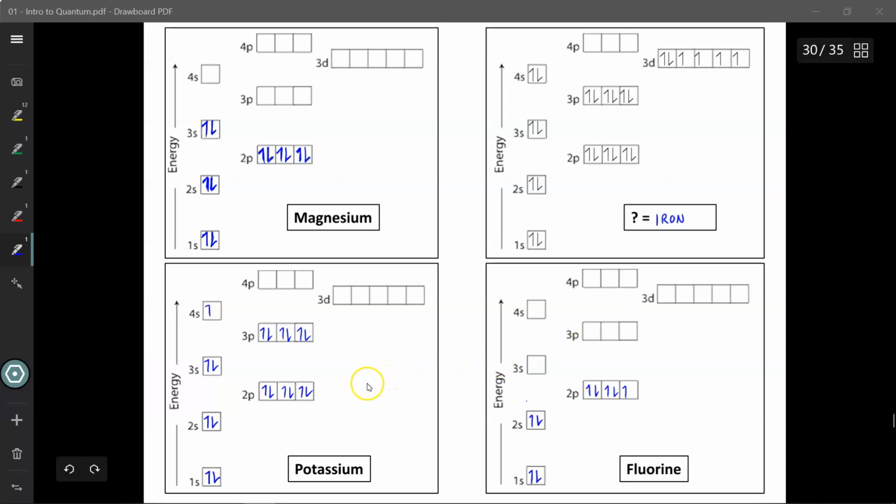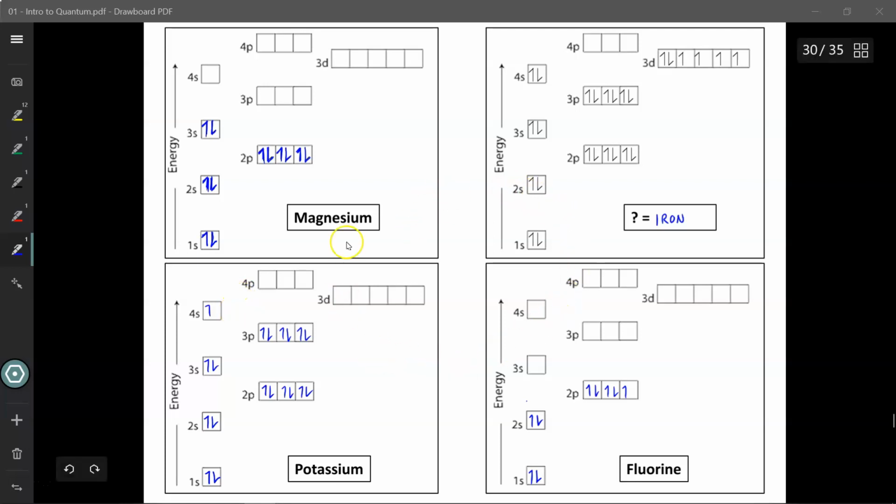Alright, so if you're ever asked to draw an electron orbital diagram, this is what we're asking you to do. Again, you don't have to draw in the squares. That does take up a lot of time. Just draw in lines, and that's also acceptable. Just make sure that you're drawing the orbitals in order of increasing energy.